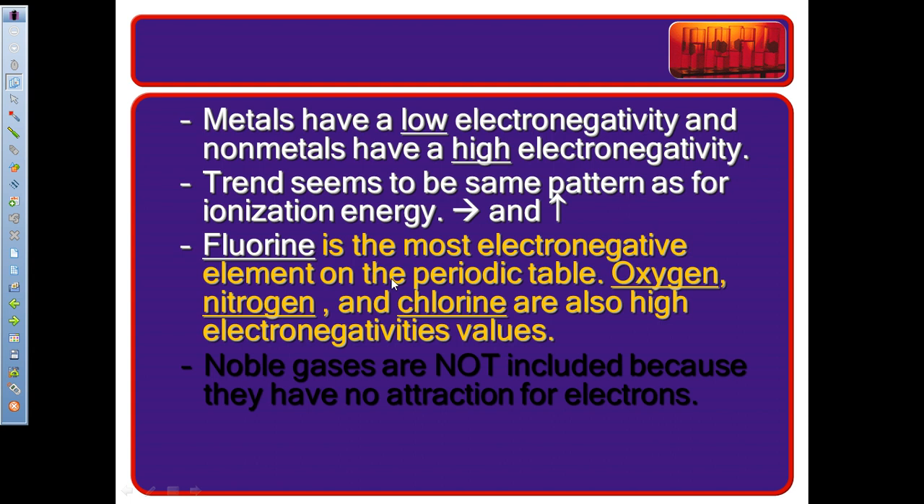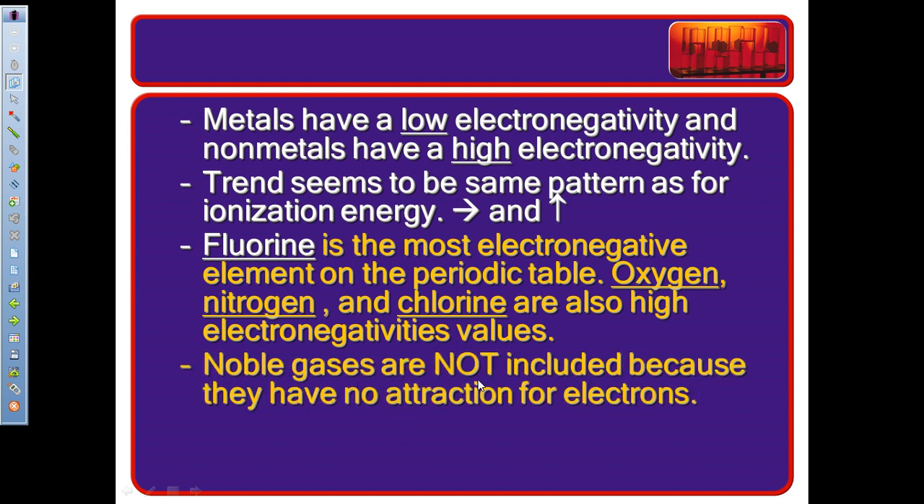Fluorine is the most electronegative element on the periodic table. Now if you think about it, wait a minute. That's not the element that is furthest up and to the right. The furthest up and to the right is actually helium. The definition of electronegativity is an attraction for electrons in a chemical bond. Noble gases don't have an attraction for electrons. They don't get involved in a chemical bond, so there is no electronegativity for noble gases. So noble gases are not included because they don't have an attraction for electrons. So fluorine is the most electronegative.